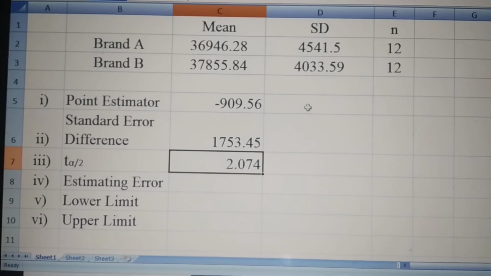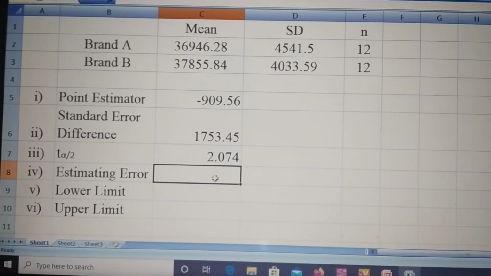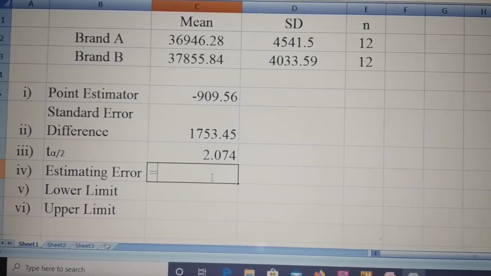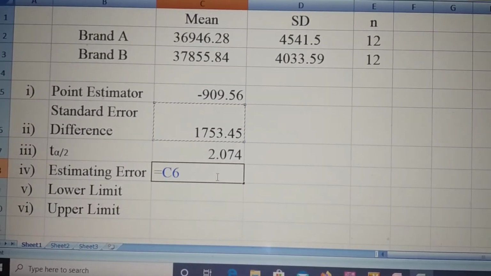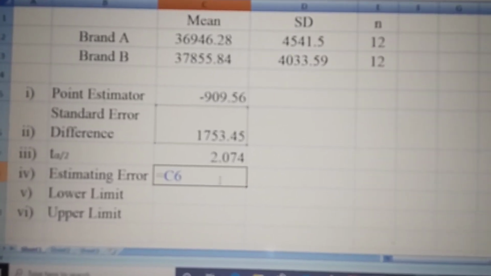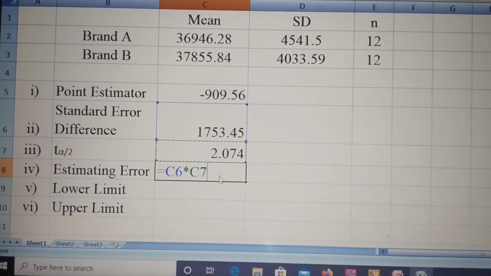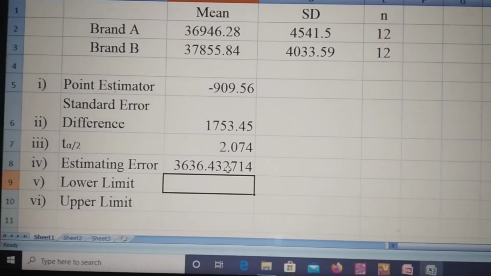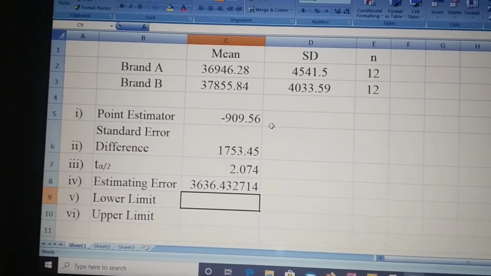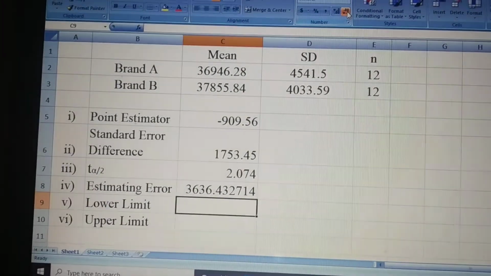Next we have the formula of estimating error, that is we multiply the standard error difference by t alpha by 2, so we get the answer 3636. Again we reduce some decimal places.